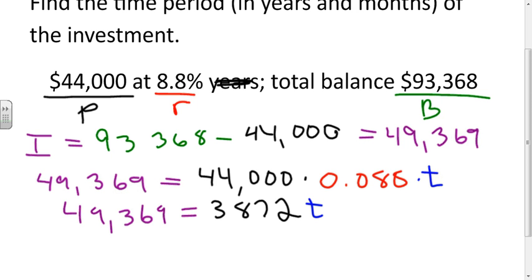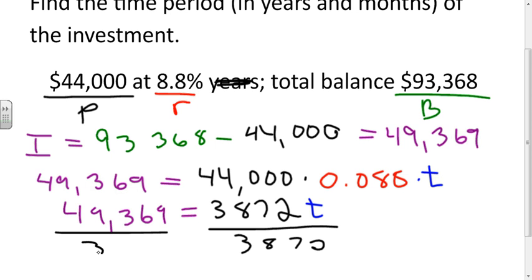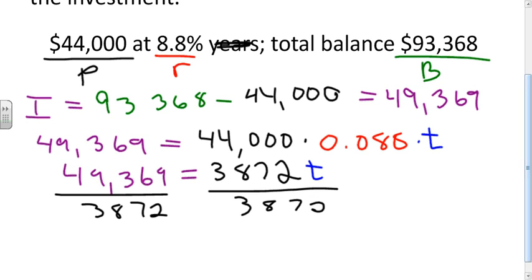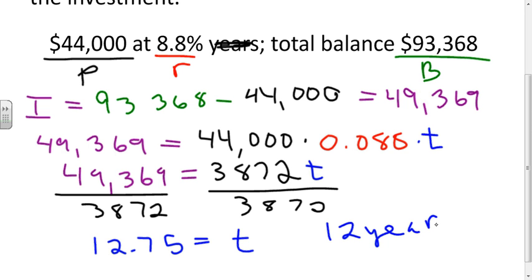Divide both sides by the coefficient, and I will find t. And when I solve this out, I see that 12.75 equals t. So it's 12 years, and 75 hundredths of a year is 9 months. So 12 years, 9 months is my time period. And that's how we work with simple interest.